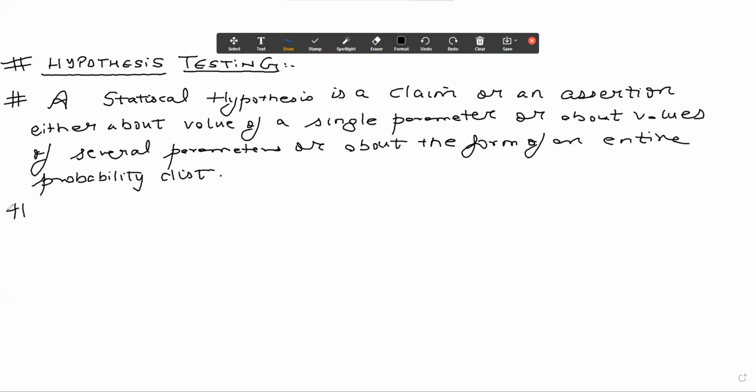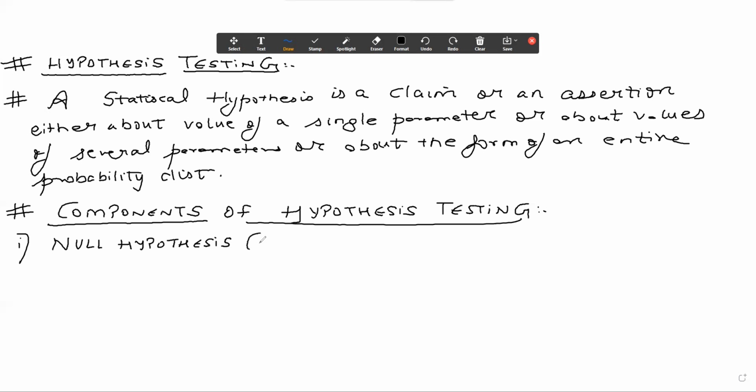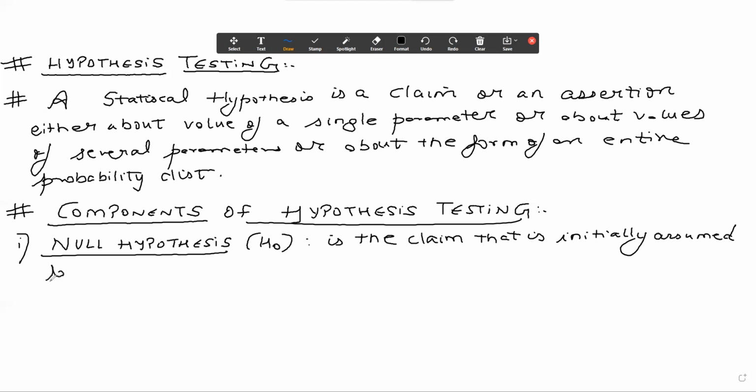Let's talk about the components of hypothesis testing. Hypothesis testing has the following components. The first component is called the null hypothesis, which we denote by H naught. The null hypothesis is the claim that is initially assumed to be true. When we make the null hypothesis, initially we are assuming that it is true.